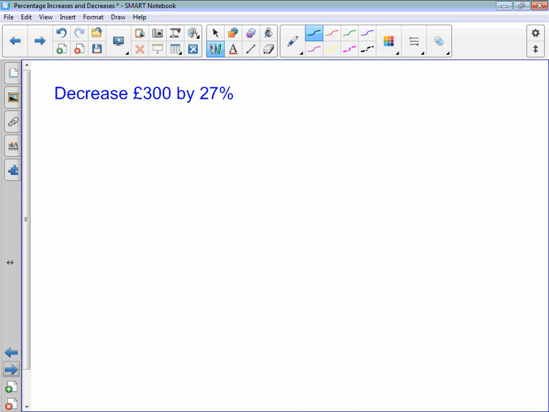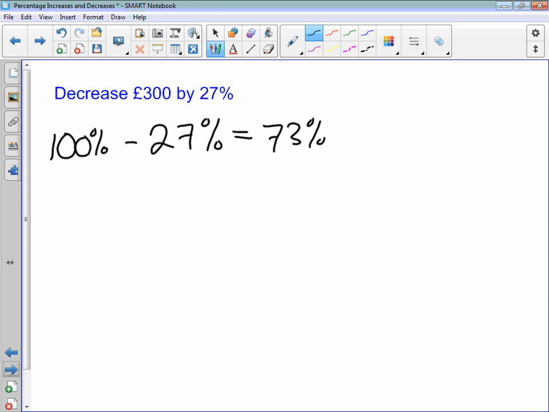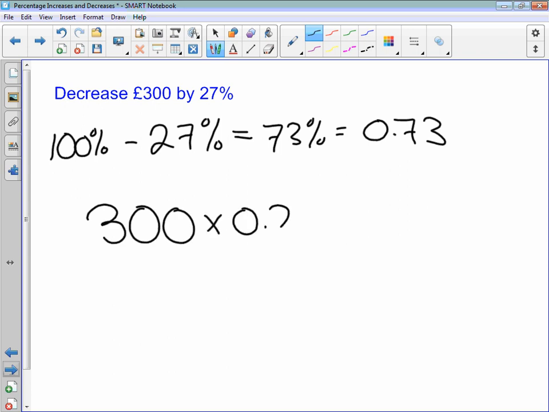And similarly with decreasing, I've got 100%. I'm going to subtract 27% from it, so I want to decrease £300 by 27%, and that leaves me with 73%. 73% as a decimal is 0.73. So to decrease £300 by 27%, I need to do 300 times 0.73, and that will give me £219.